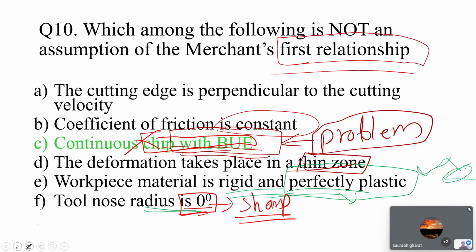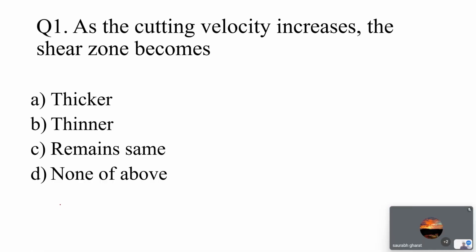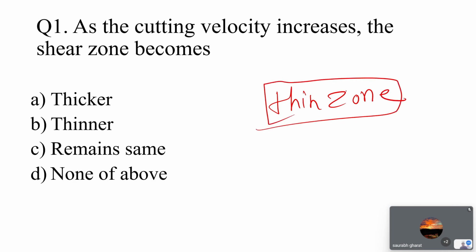Right now we go with practice set 4. As cutting velocity increases, what happens to the shear zone? I told you the previous models are thin zone models, but in reality a thin zone does not actually exist; there is a shear zone. After the cutting velocity increases, will it become thicker, thinner, remain the same, or none of the above?